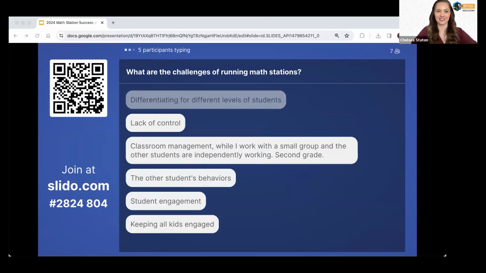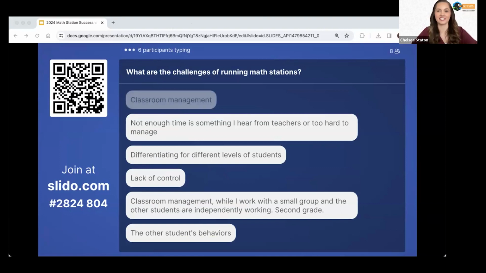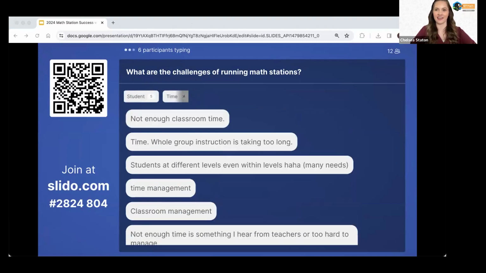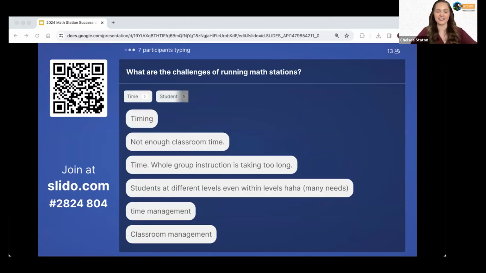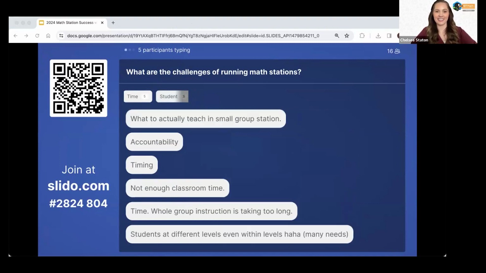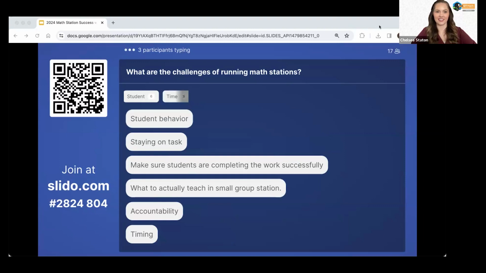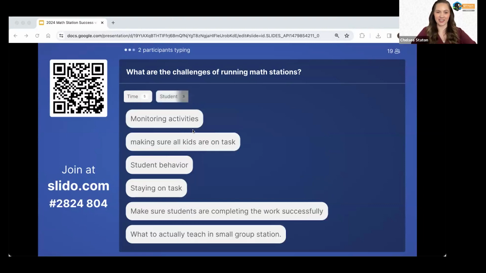Yes. So classroom management, and I feel like some of those things go along with that, right? So students being engaged, having control of the classroom, managing your time, a lot of that falls under that umbrella of classroom management. Students with different needs, staying on task, student behavior. Awesome. Okay, well, hopefully some of the things we're going to talk about address some of those.